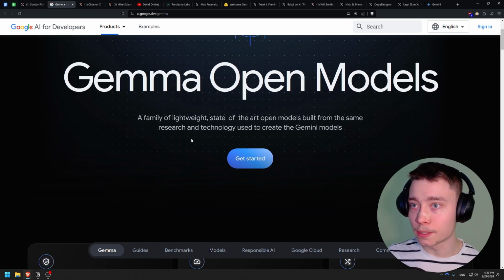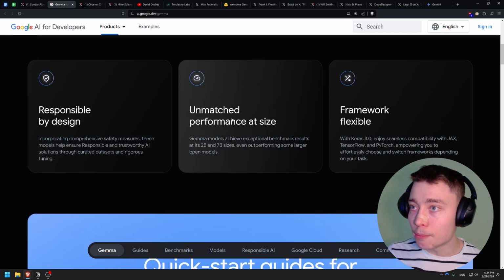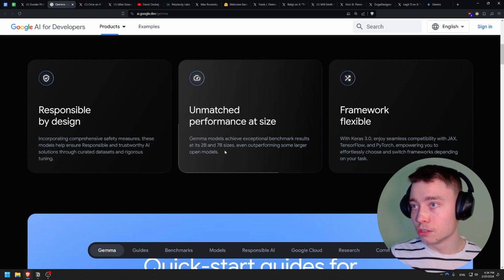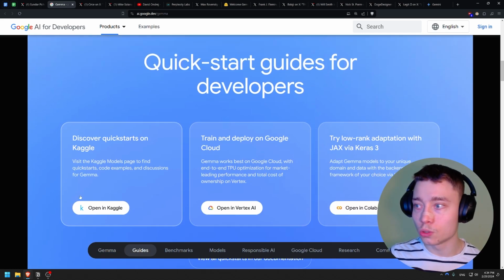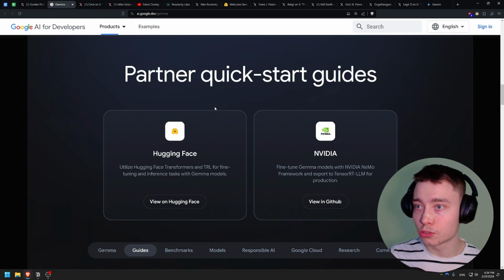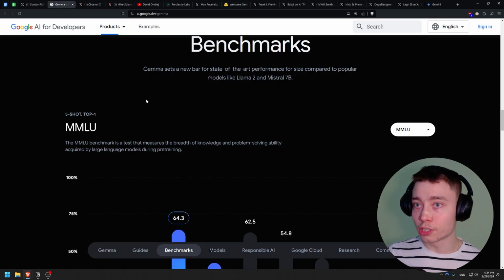Gemma open models. Responsible by design. Unmatched performance and size. This is interesting. Gemma models achieved exceptional benchmark results at 2 billion and 7 billion sizes. Would like to see how it compares to Mistral or Llama. Quick start guide for developers, so Kaggle, Vertex AI, Colab, free options. Part of the quick start, so they got Hugging Face as well as GitHub. We'll look into that in a bit. So let's look at the benchmarks.